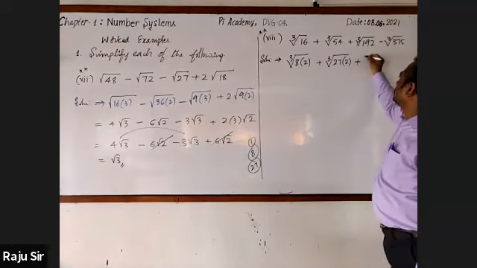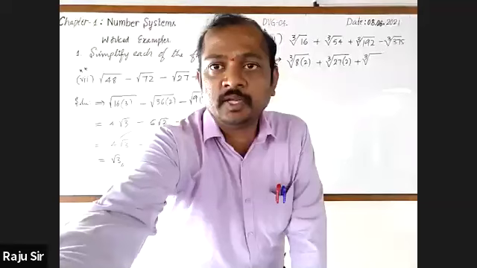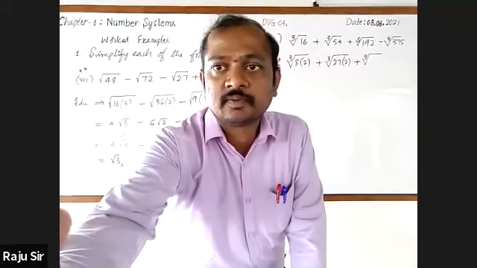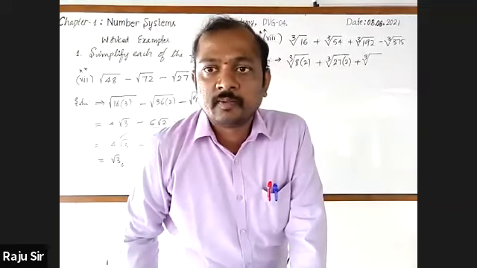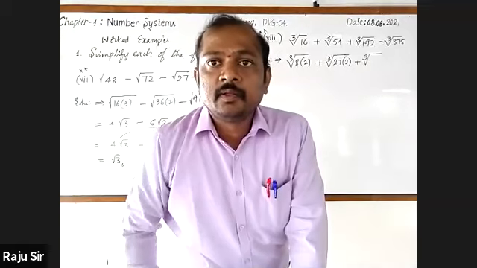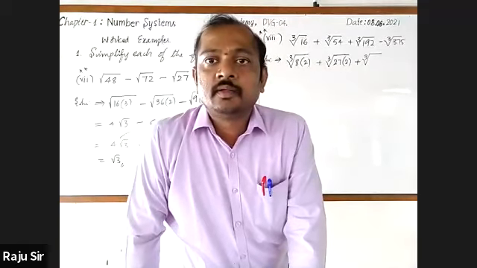Next. Cube root of 192. Wait. 64 threes are 192. Wait.